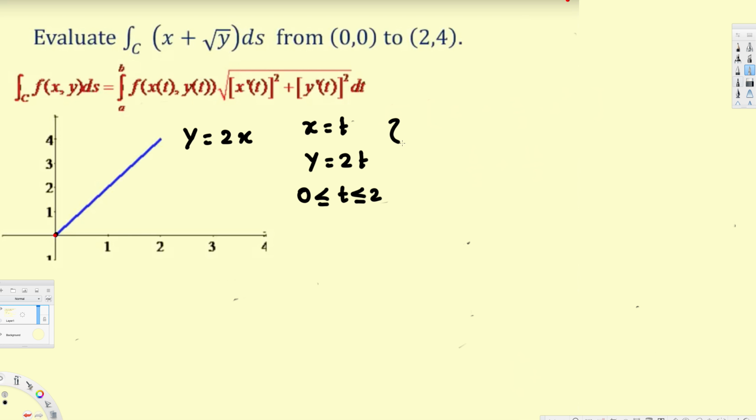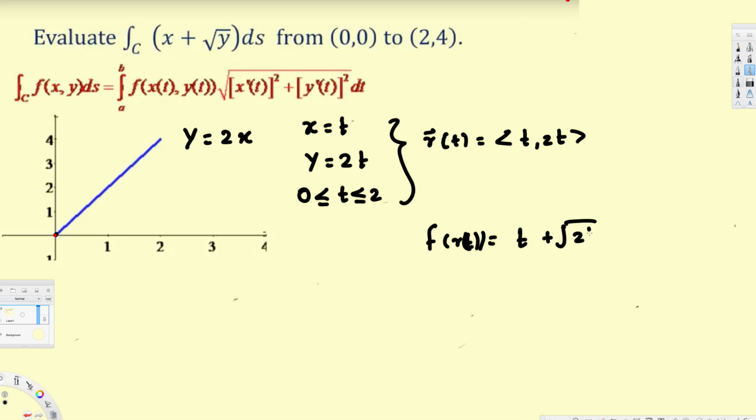Then what we have to do is parameterize the given function. Let's say r of t is equal to t comma 2t. Now we are going to rewrite this function in terms of t, and when we do that, we change x into t and y into 2t. So this is going to become t plus square root of 2t, and that is this function. Now we have taken care of this part.